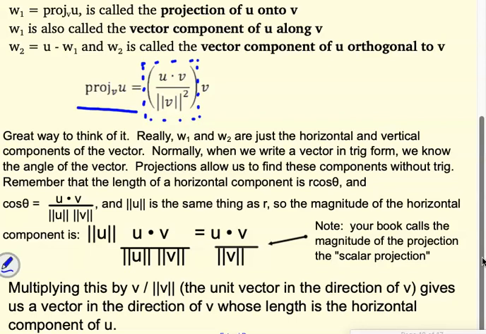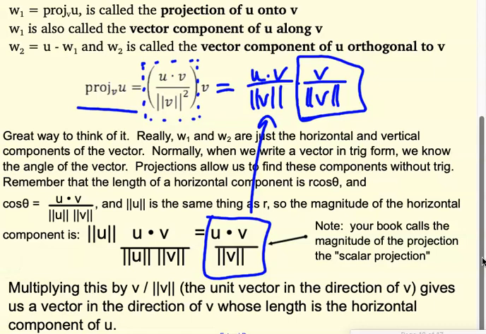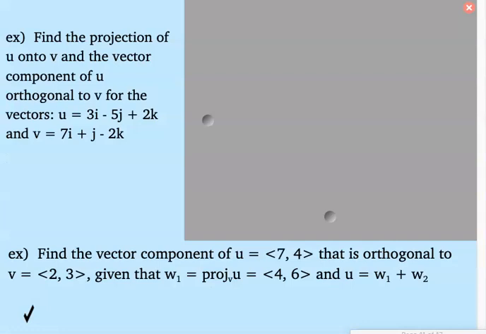Now, u dot v over magnitude of v, think about this. If I just pull one of these magnitudes under the v, then this is a unit vector in the direction of v. So this is a scalar multiple of a unit vector in the direction of v, and then you get this projection that's the proper horizontal component. I don't know if that helps, but let's just do some problems and then we'll see. All right. Okay.